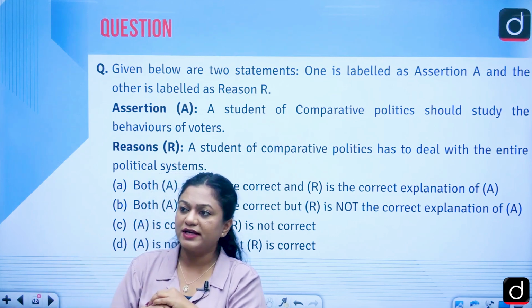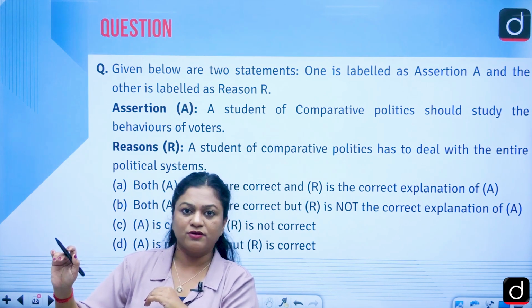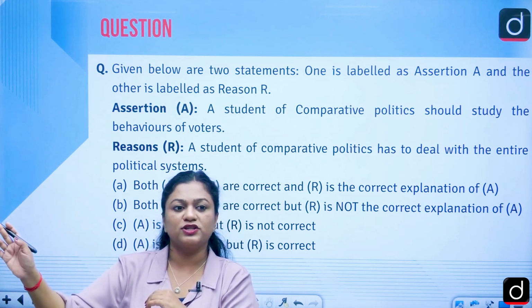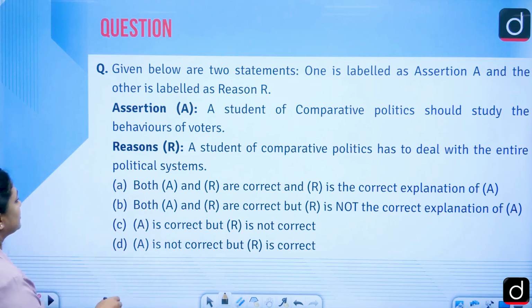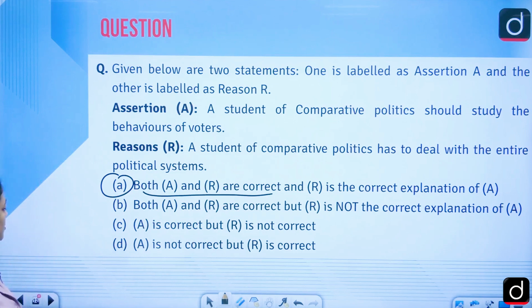And only then will we get a comparative view that, okay, in this political system voters have this type of behavior. In this political system, voters actually behave in a very different way. So the answer is A. Both A and R are correct, and R is the correct explanation of A.